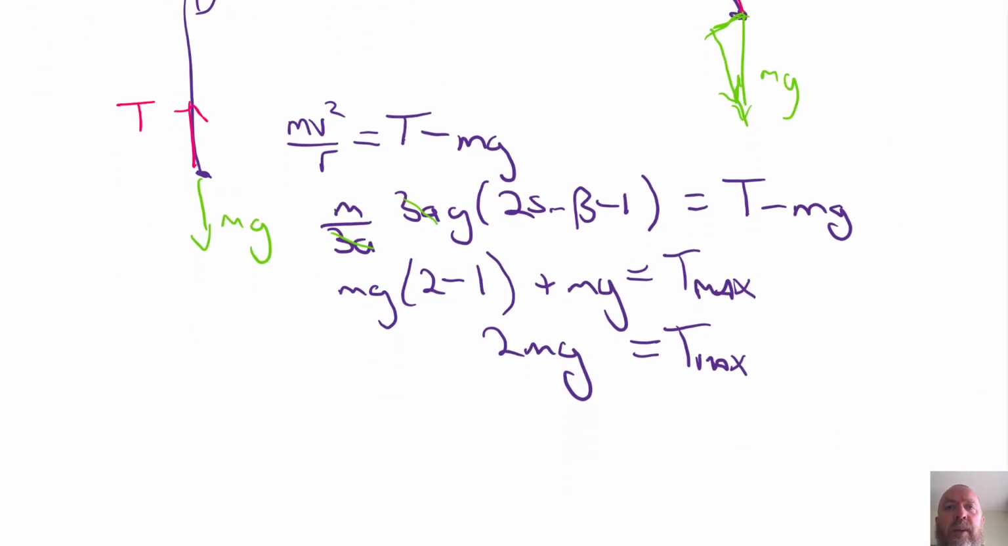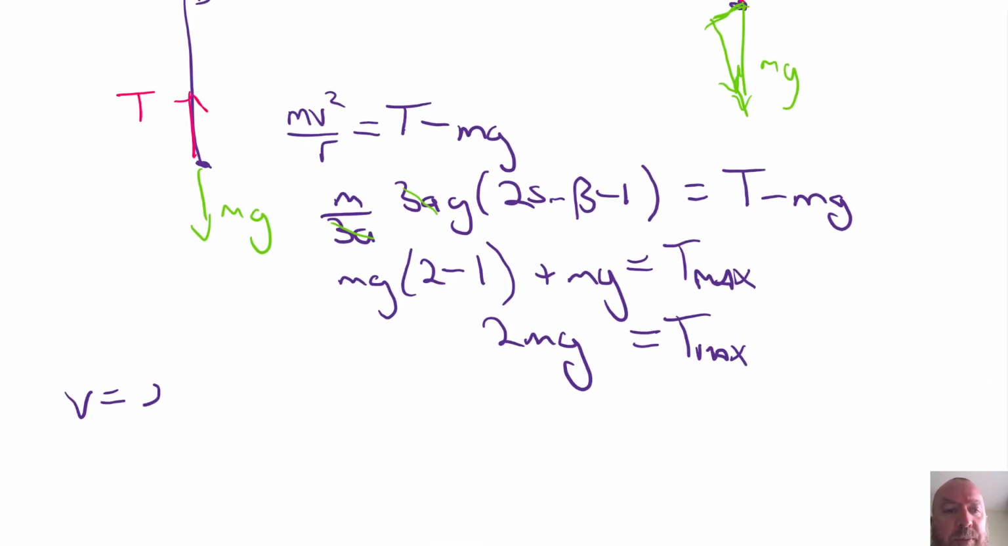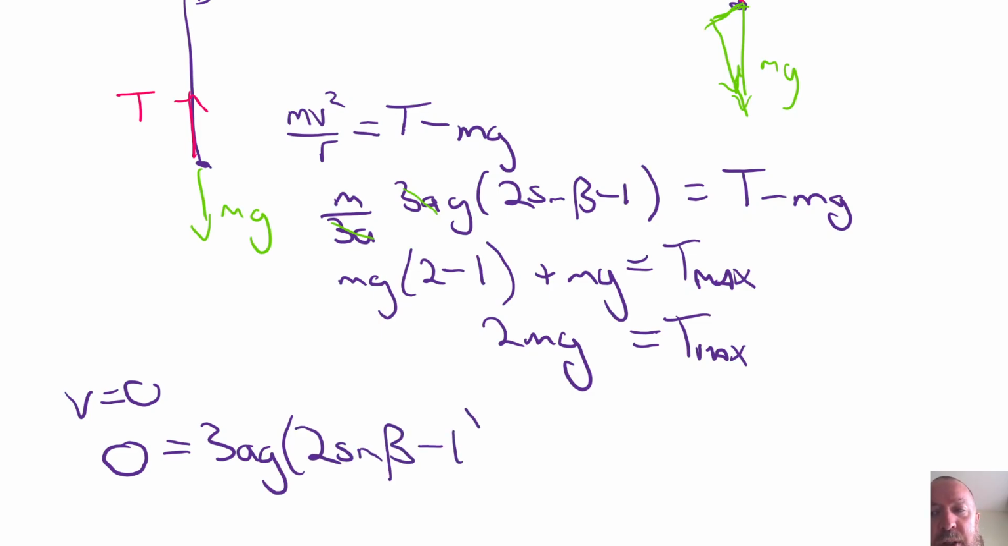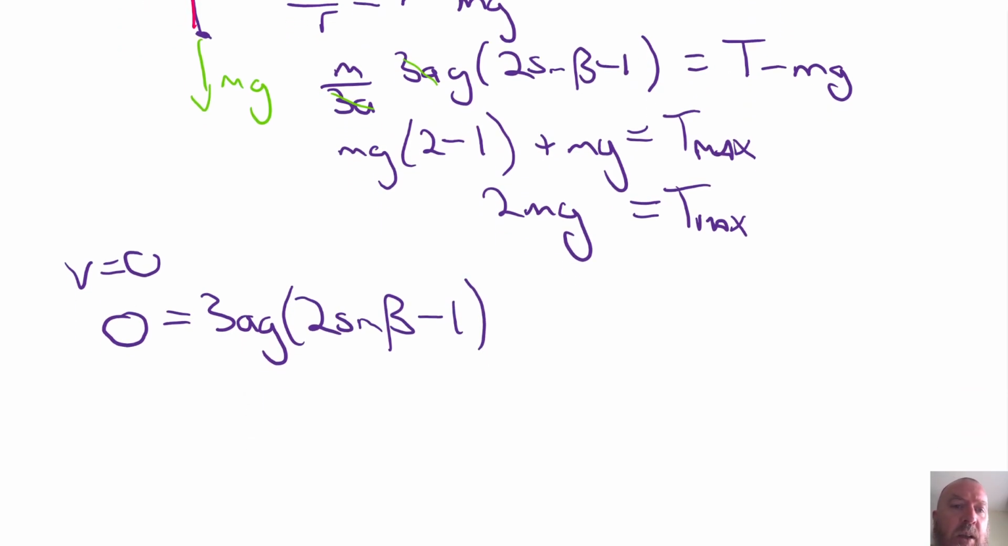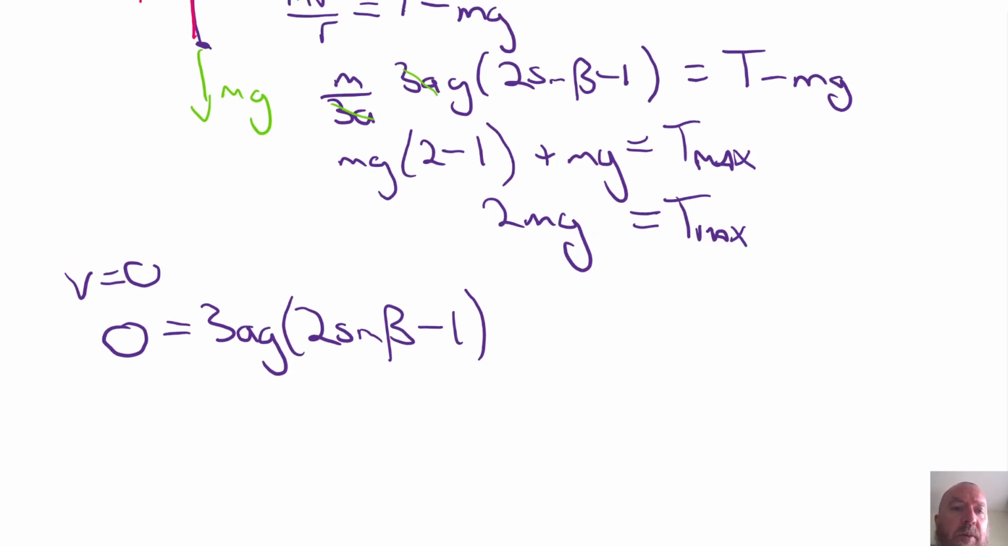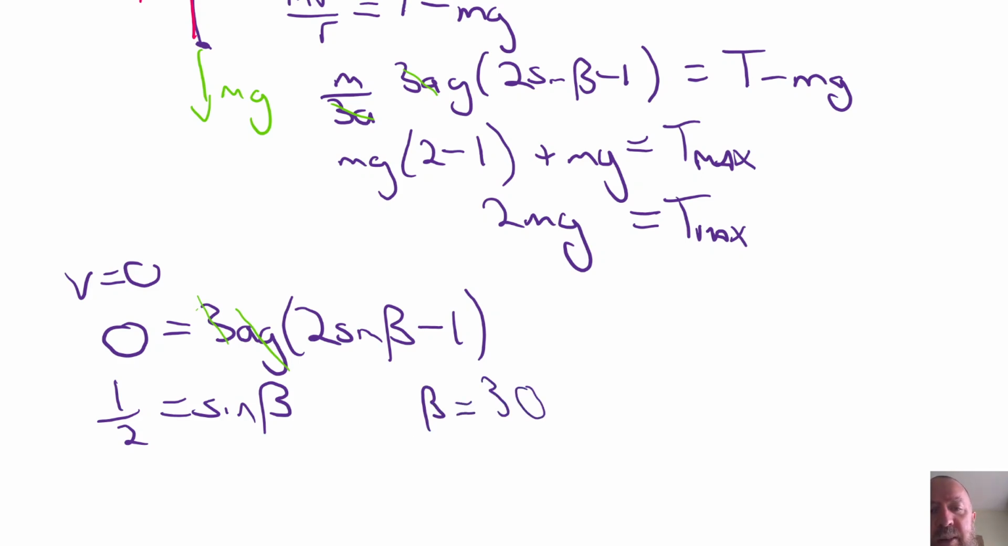So let's see. So v equals 0. That would be v squared is 0 equals, again, 3ag (2 sine beta minus 1). So we'll divide out by ag, then divide out by 3 as well. Well done, Neil. Then that would be half equals sine beta. So beta equals 30 degrees.